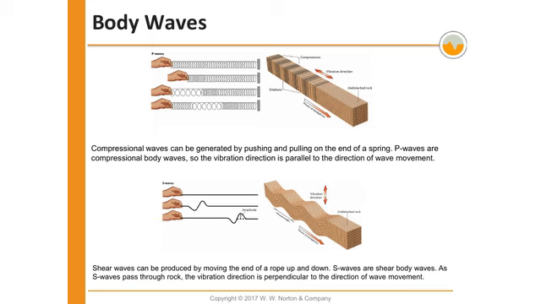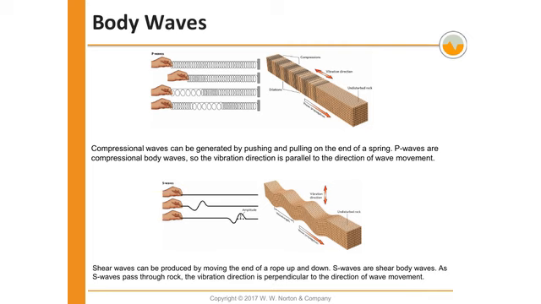Let's take a closer look at body waves, which can be broken down into compressional waves and shear waves. Compressional waves, or P waves, are generated by pushing and pulling on the end of a spring. As shown in the upper part of the slide, notice how the diagram illustrates the vibrations moving parallel to the direction of wave movement. A key feature of compressional waves. Moving to shear waves, or S waves.